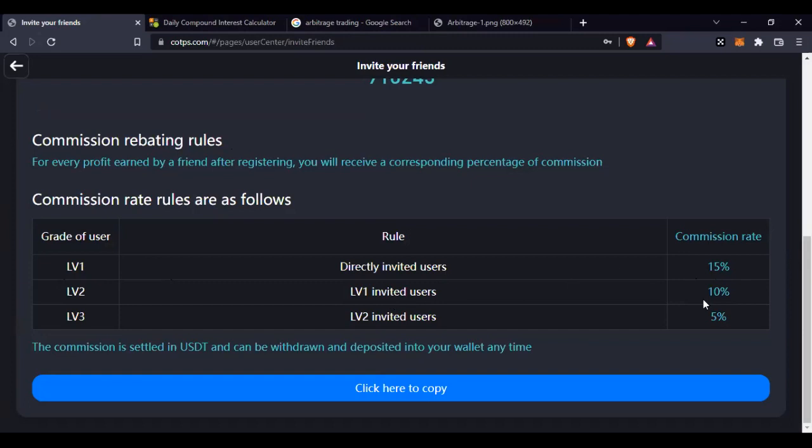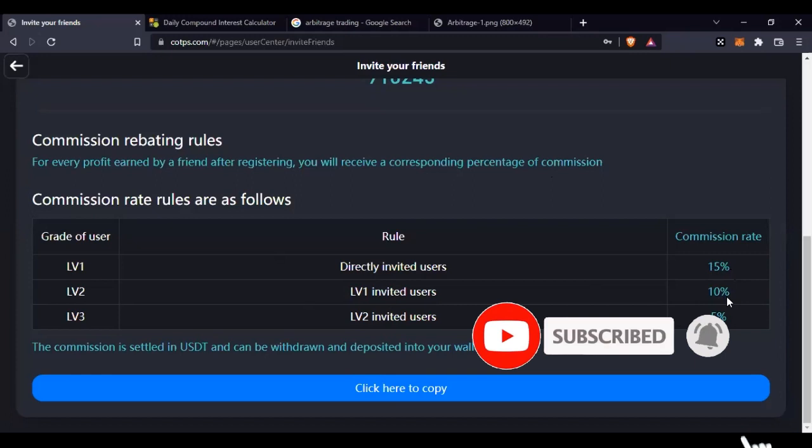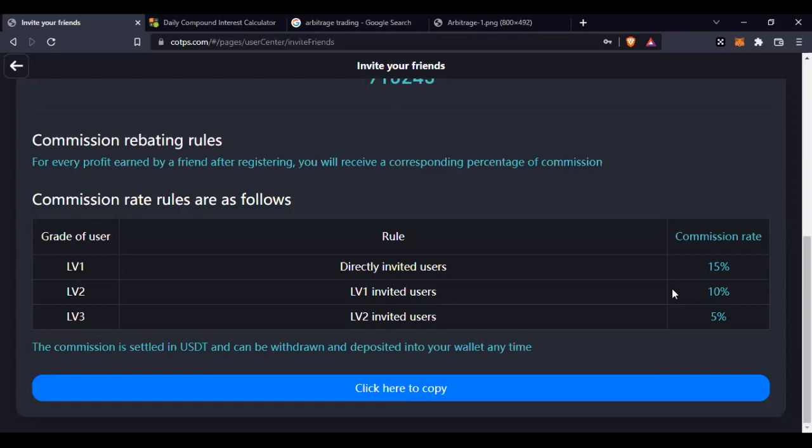Okay. And then the second level is the people those persons you invite directly are inviting. From the profit they are making, you'll be making 10%. And then the third level, the people you invited now invited other people, then they will in turn invite other people. So from those third generation, you'll be getting 5% from their trade. Okay. So for every profit earned by a friend after registering, you will receive a corresponding percentage of commission. So whatever profit they make, if they are your direct referral, you get 15%. If they are your second level, 10%. Third level, 5%. Okay, but the referral is not mandatory, right? No, it's not.